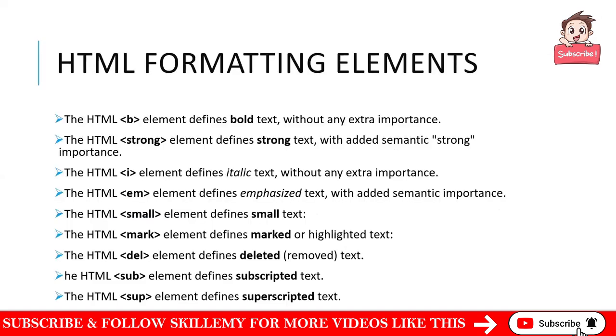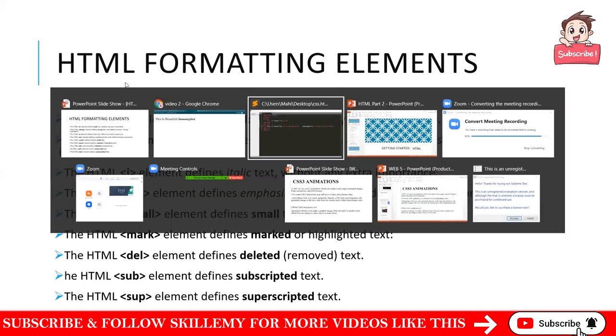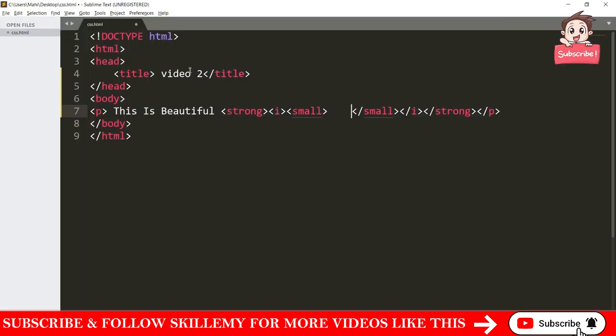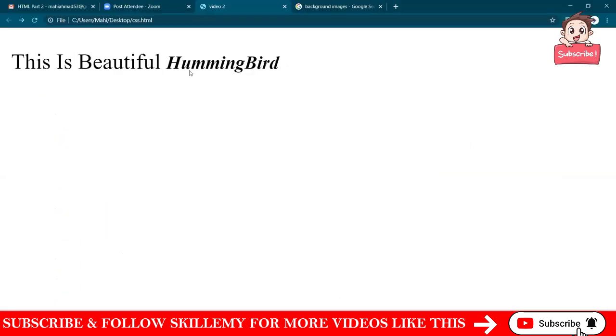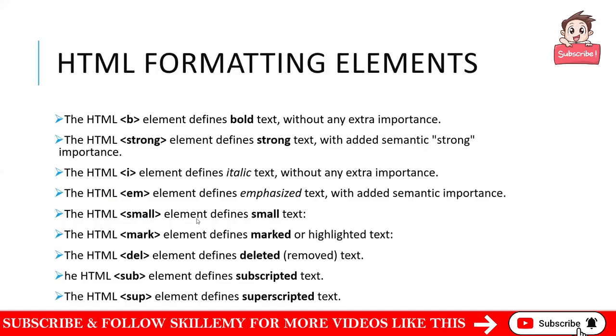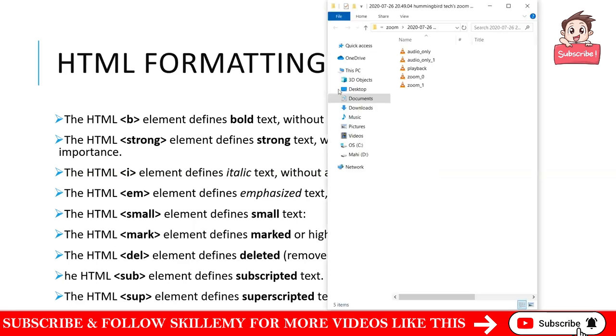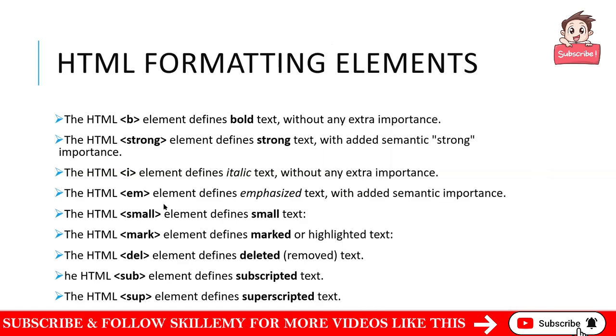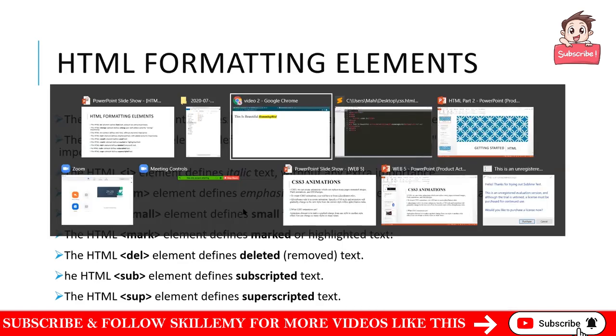And now we'll also see mark and what happens to this. Control plus Z, mark here, and then writing hummingbird here, Control plus S, saving it, and you can see it became a mark, that is a marker. So mark defines highlighted text, and small was to make the element smaller, whereas em is for emphasizing the text. So let us also emphasize the text.